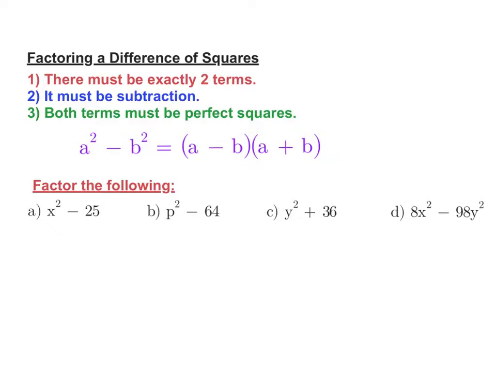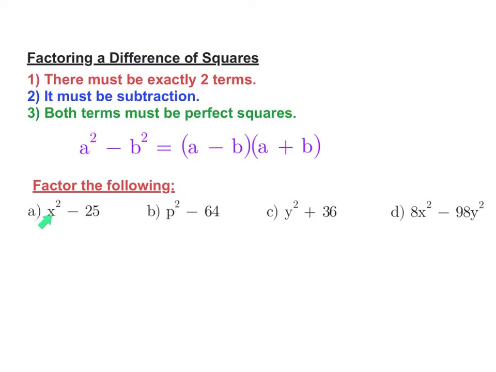Okay. Before you try to factor using difference of squares, you should always check for greatest common factor. If there isn't one other than 1, then we can look at some of the other methods. On this first one, x squared minus 25, is there a greatest common factor besides 1? No. Is x squared a perfect square? Is 25 a perfect square? Is it subtraction? Okay, so it meets all the criteria.